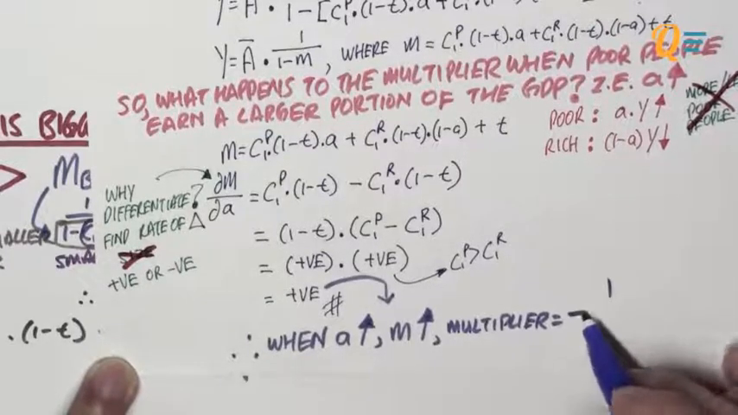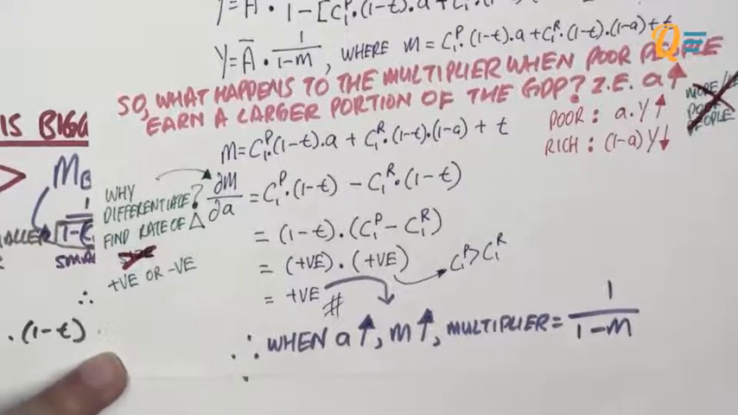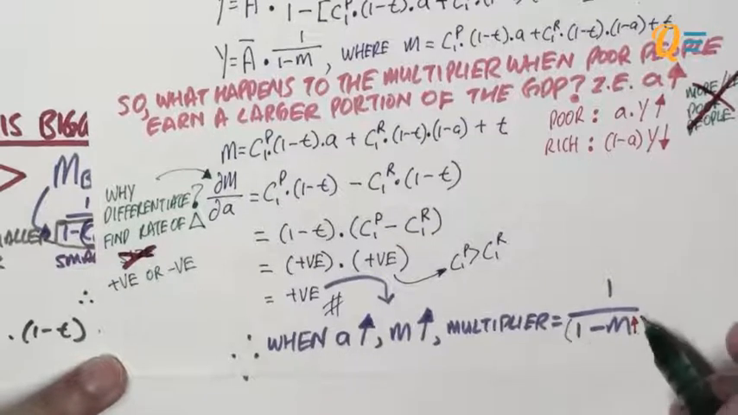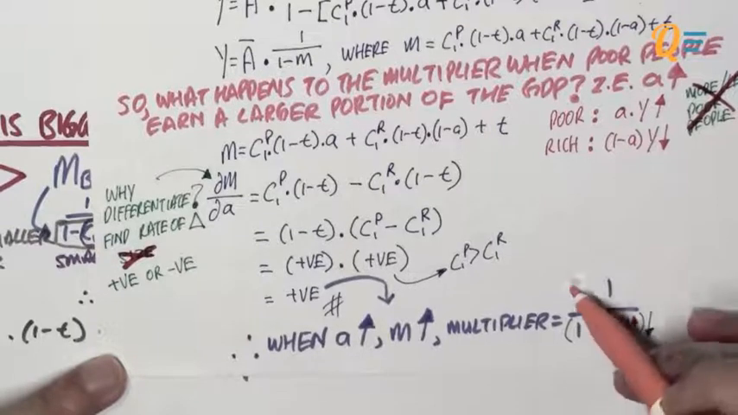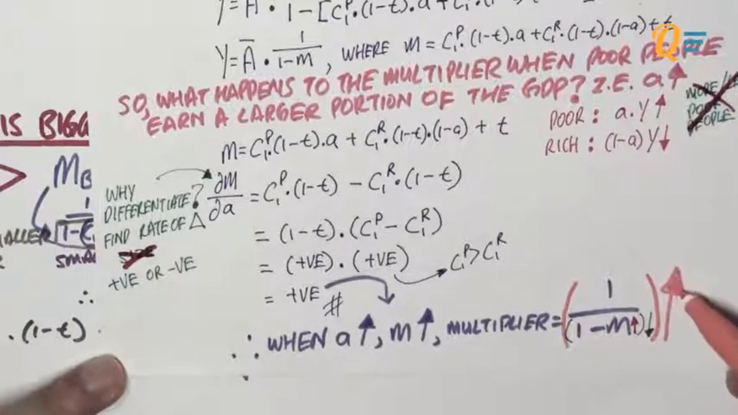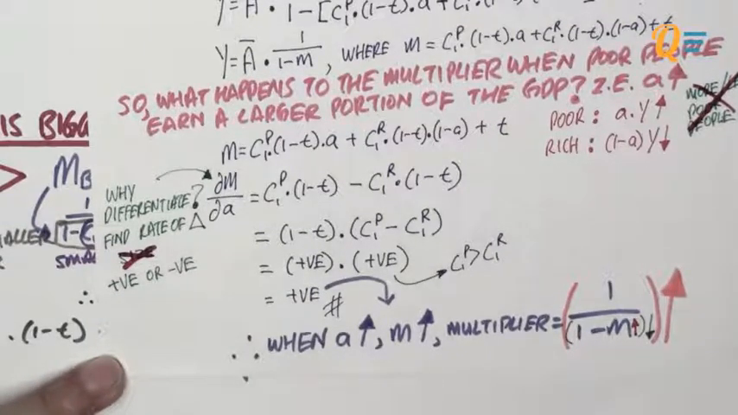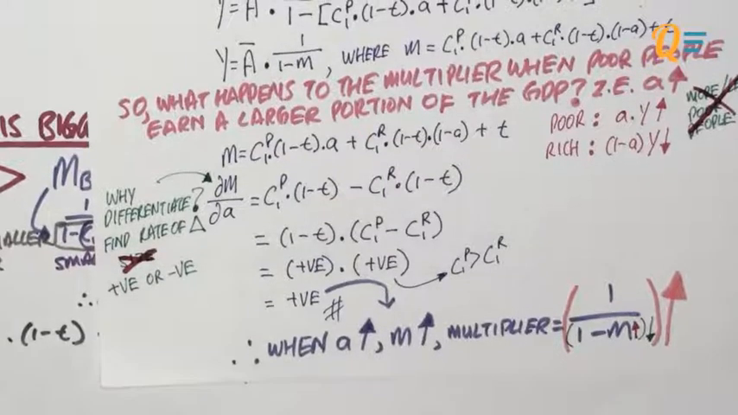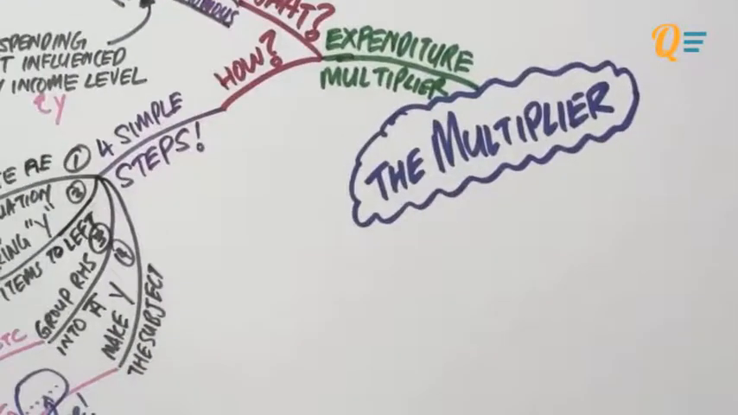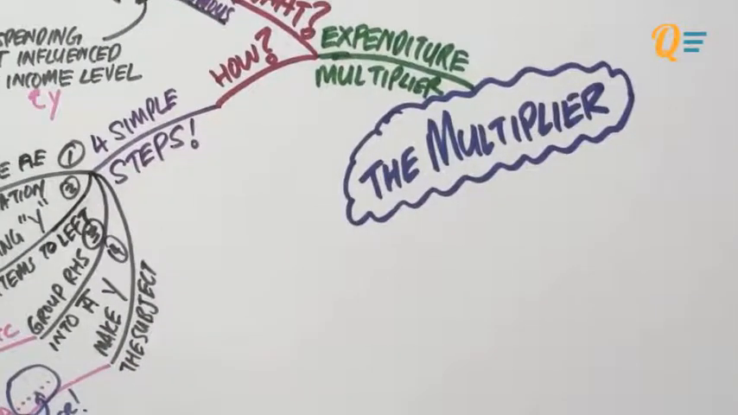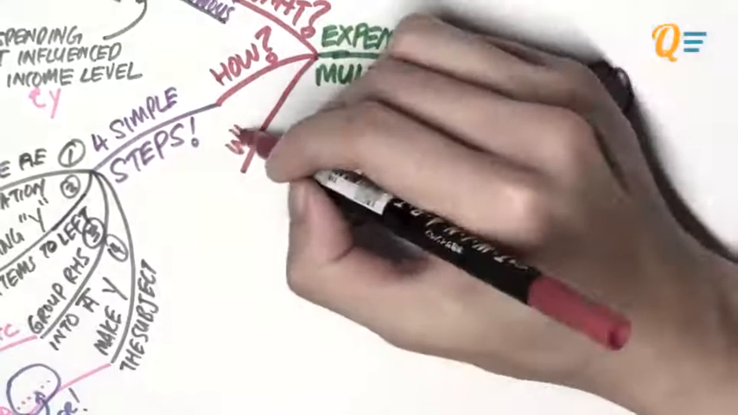Now, let's take a look at the multiplier again, which is 1 over 1 minus M. When M increases, this means that the denominator is going to fall. So with a smaller denominator, the multiplier is going to increase. So in conclusion, when the poor people are earning a larger portion of the GDP, your multiplier is going to increase. Okay, so this is one of the ways that you can analyze a complicated multiplier. Analyze the change, the direction of change, etc. using a simple differentiation method.